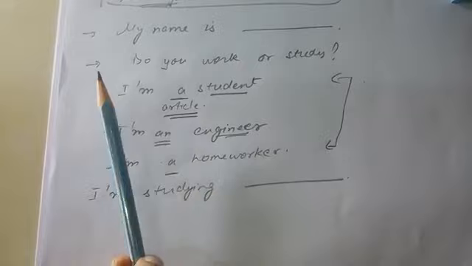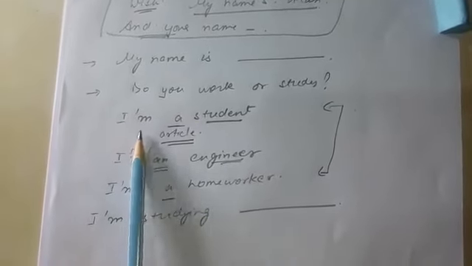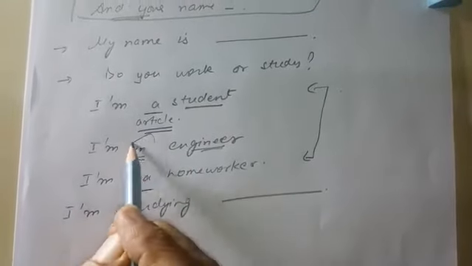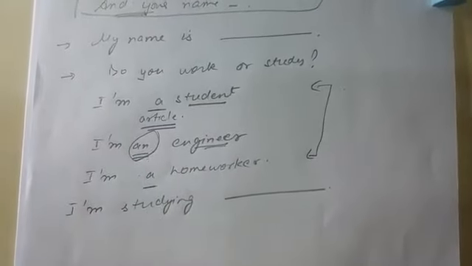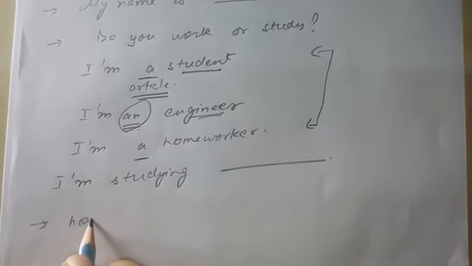Now the second thing is what we have to do here. So what's my first question, do you work or study? So the answer is I am a student. Right. I have used the article here, a, whatever may be according to the grammar rule. This is a must here. That's the main thing that I want to say here. Fine.